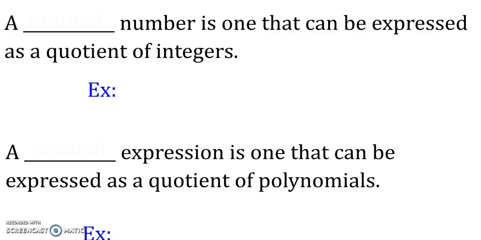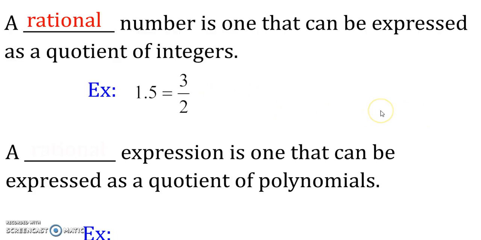I just want to make a short video of what our next section, our next chapter, which is chapter 5, is going to be a little bit about. The first thing the entire chapter is about is rational numbers. And a rational number is one that can be expressed as a quotient, which means division, of integers. So an example would be 1.5, which can be written as 3/2.